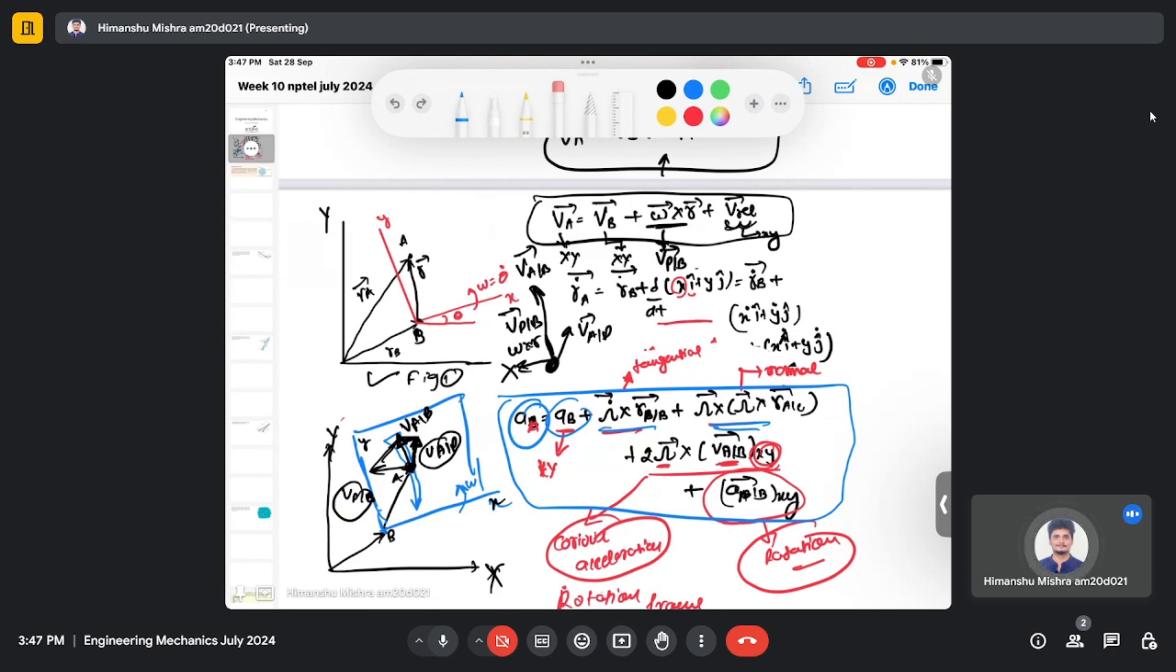So for example, to use this expression, you need to identify what is the relative velocity, what is the relative acceleration, and what is the Coriolis acceleration. So once you figure out all these components, you can easily use this expression, and you just need to substitute.